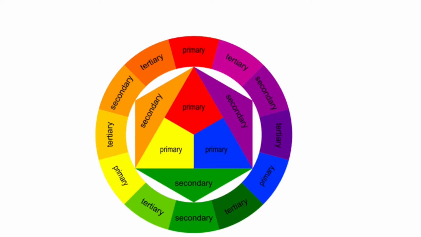Secondary colors are made up of two primaries. Those are green, orange, and violet. Mixing blue and yellow makes green, red and blue make violet, and yellow and red make orange. The next group of colors are called tertiary. They are made up of equal parts of primary and secondary colors together.